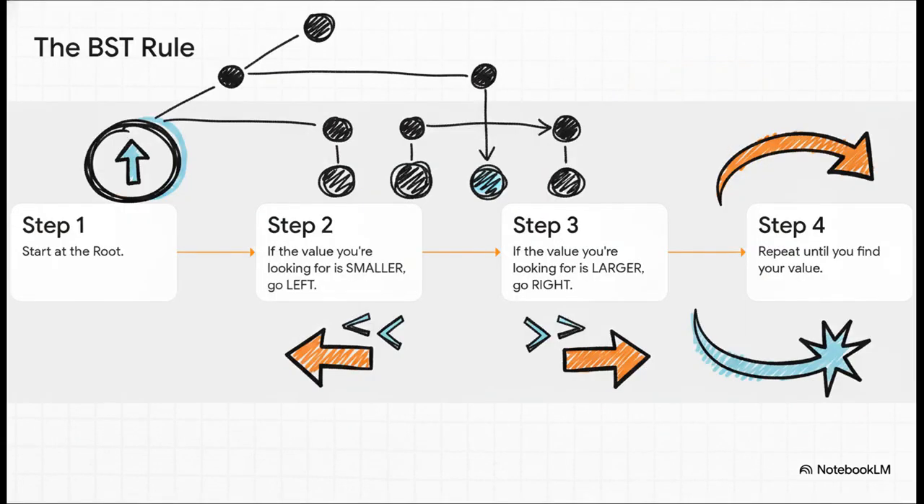And here it is, it's this simple. For any node you're on, everything in the subtree to its left is smaller, and everything in the subtree to its right is larger.